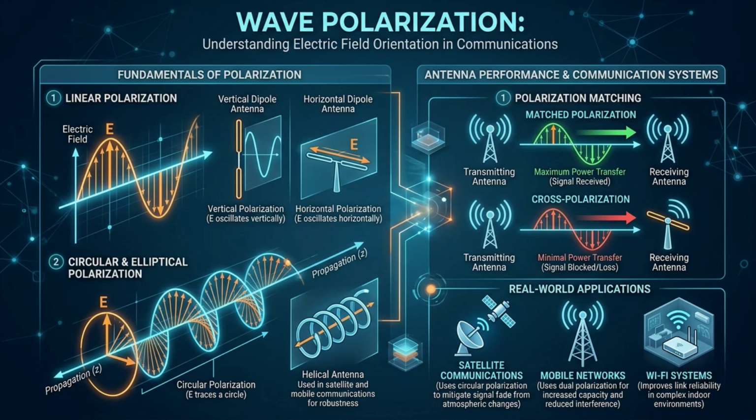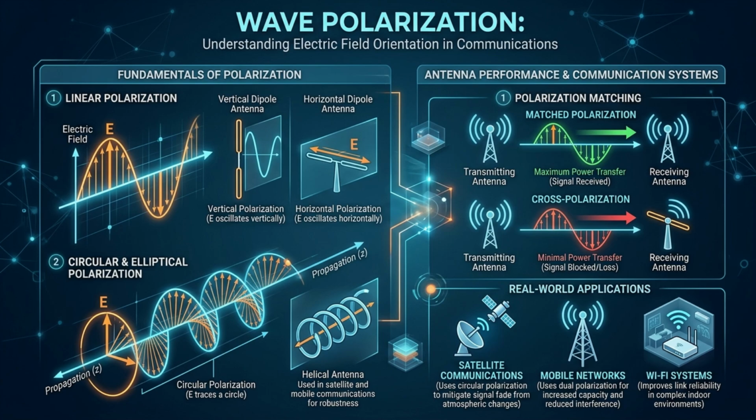Now that we understand how materials affect electromagnetic waves, we can begin examining specific wave characteristics. In the next lesson, we will explore wave polarization and discover how the orientation of electric fields influences communication systems and antenna performance.